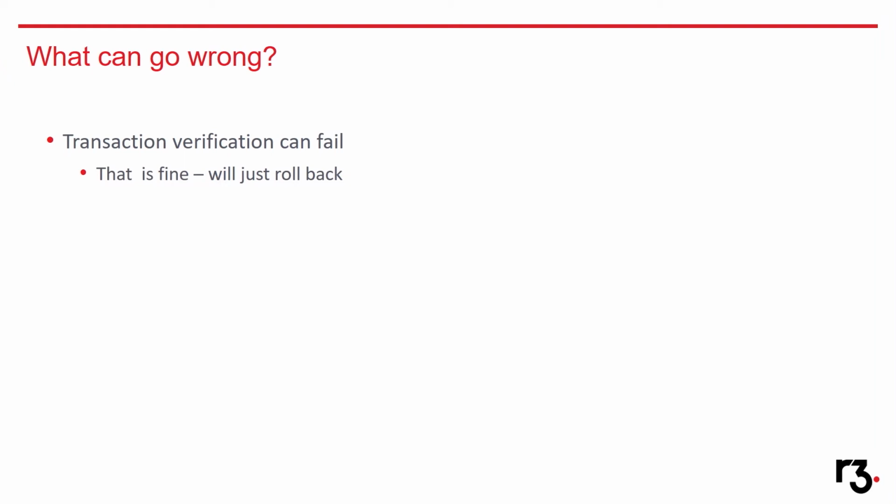So the question is now, what can go wrong with finality? Obviously, the transaction verification can fail, but that's fine. That just happens. If someone tries to do a stupid transaction, it'll fail. It's not a problem. We just roll back, and everything's back to the state before we started the transaction, because that's just how the transaction model works.